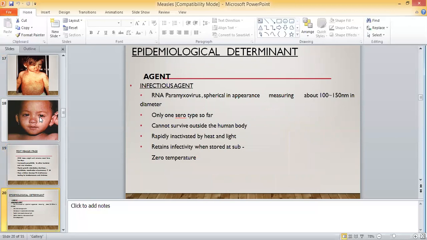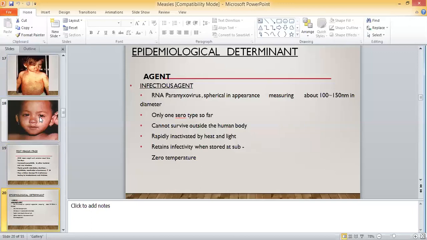Now, epidemiological determinants. Here we study the interaction of the agent, host, and environment. So first we will see the agent. Measles is caused by an RNA paramyxovirus, and there is only one serotype of this virus. Due to this, we have a very effective vaccine available for the prevention of the disease. If there are so many serotypes, it's very difficult to develop a vaccine for the disease, like hepatitis C and HIV and other diseases.